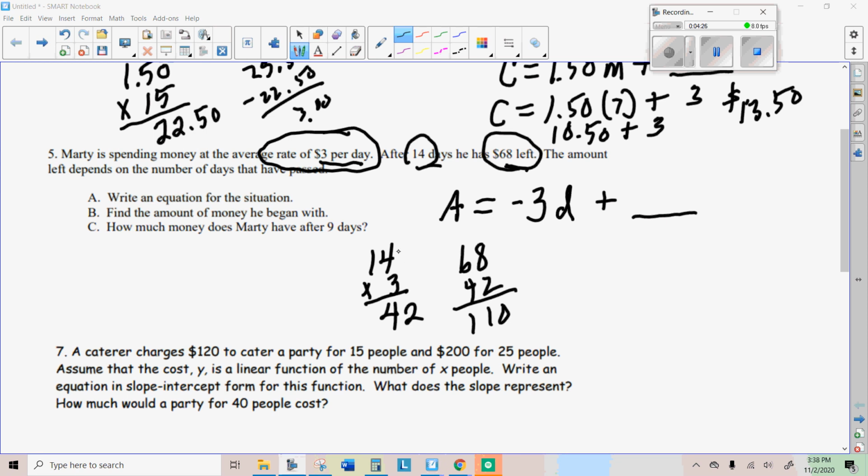Okay, so if you spend $3 a day for 14 days, that's a total of $42. He used to have that amount before he spent it. Plus he has this 68 still, so he originally had $110.